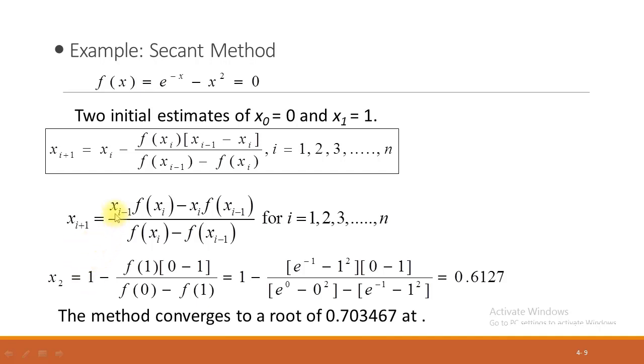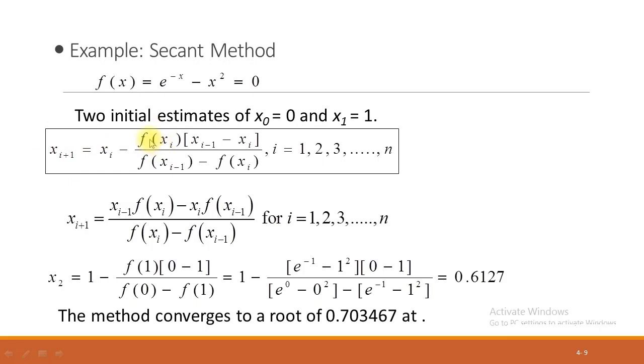So for i is equal to 1, this is the value of x1 minus f of 1, into 0 minus 1, divided by f of 0 minus f of 1. So dear students, putting i is equal to 1 in this equation, we obtain here x2 and this will be x1. For i is equal to 1, this is x2 and this is x1.